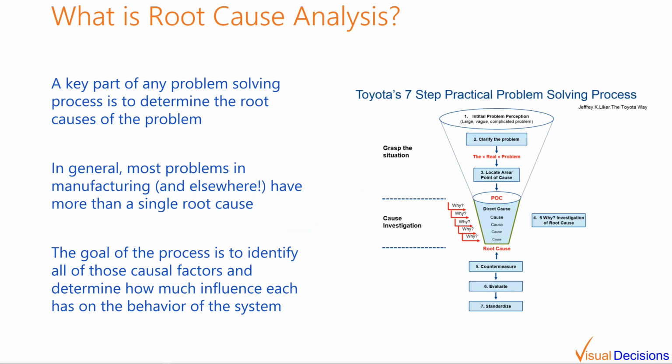So to get started, looking at what root cause analysis actually is, in The Toyota Way, Jeffrey Liker lays out the Toyota 7-step practical problem solving process, where initially you're defining what the problem is. You clarify that, you locate the area or the point of cause, you go through your 5 why analysis, and then you put in countermeasures, you evaluate how well those countermeasures work, and then you standardize that across the process.